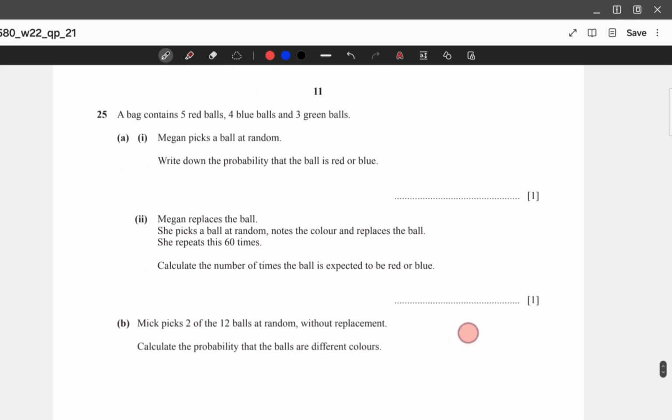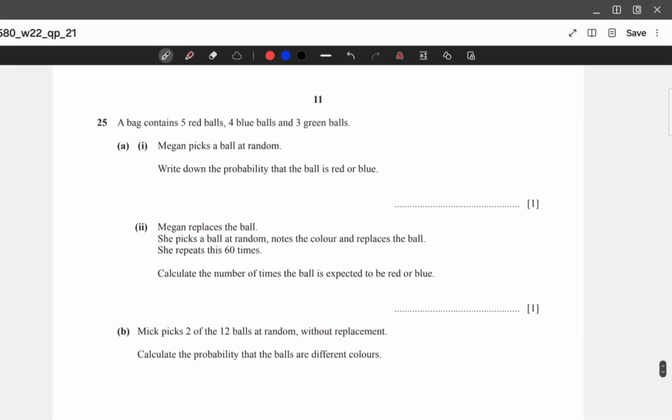Let's move on. Okay, so the next one: a bag contains 5 red balls, 4 blue balls, and 3 green balls. Megan picks a ball at random. Write down the probability that the ball is a red or blue ball. Since it's at random, the probability that it is a red is 5 over the total number of balls here, which is 12. Then the probability that it is a blue ball is, or, in mathematics, plus, 4 over 12. So this simplifies as 9 over 12, and our answer is 3 over 4.